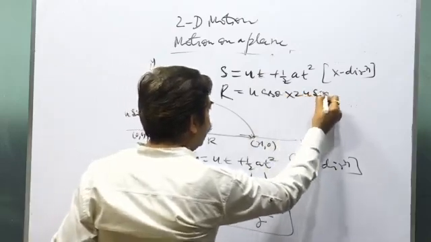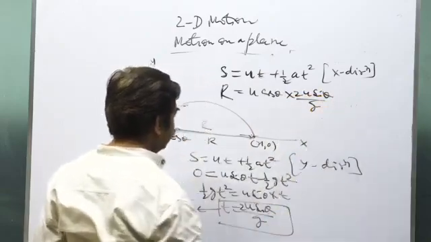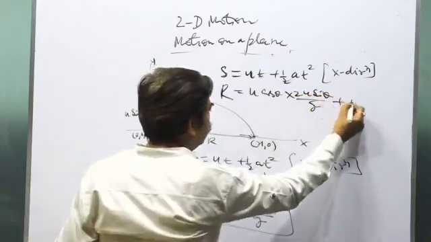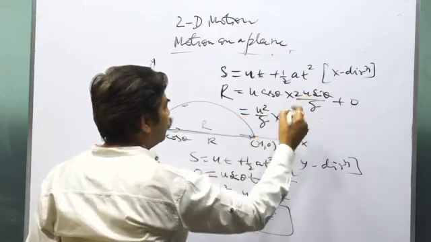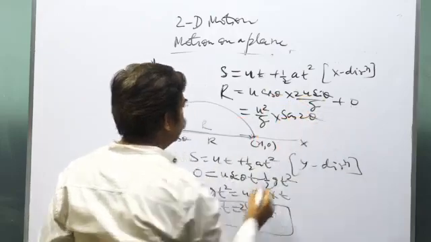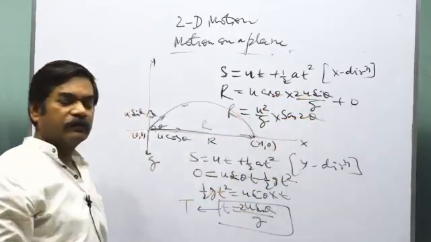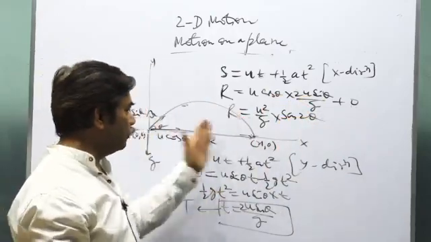2u sin theta upon g. And there is no acceleration, so the half at square term becomes 0. Now you have u square by g, and 2 sin theta into cos theta is what? Sin 2 theta. So this becomes the range r. This is the range r of this motion.